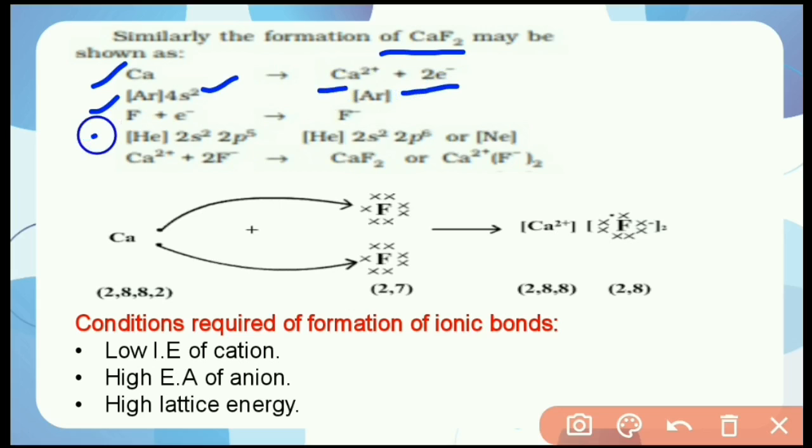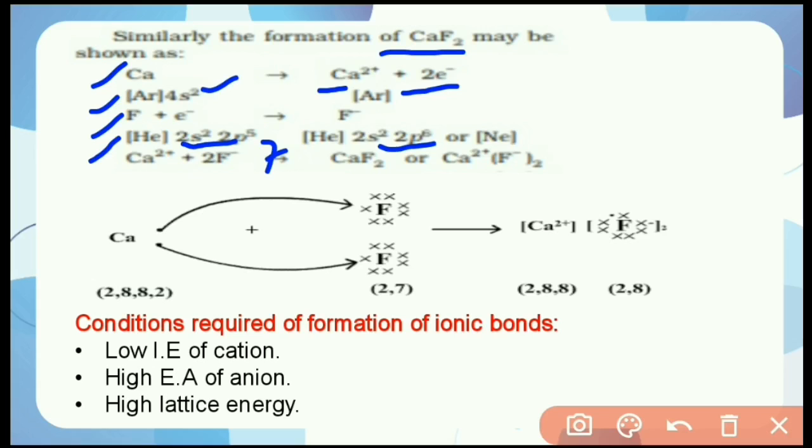Fluorine atomic number is 9 and its electronic configuration is helium 2 2s2 and 2p5. It means 7 electrons are present in its valence shell. So fluorine gains 1 electron and completes its 8 electrons in its valence shell.